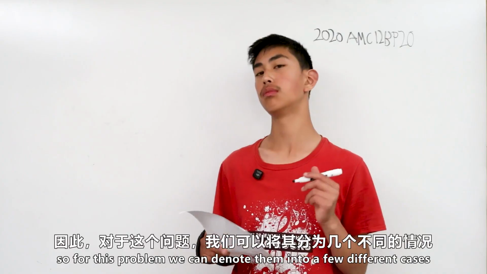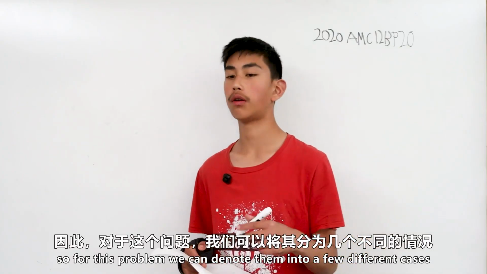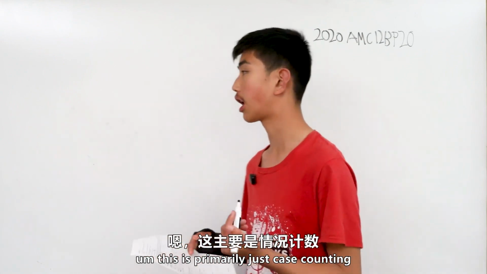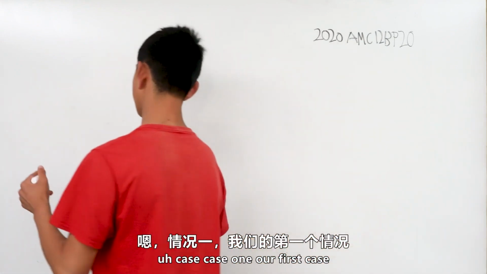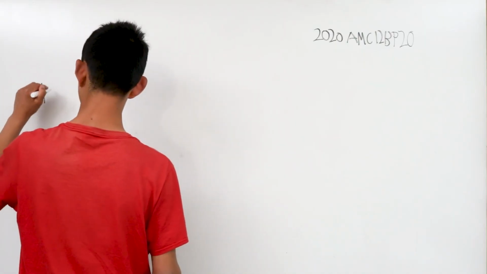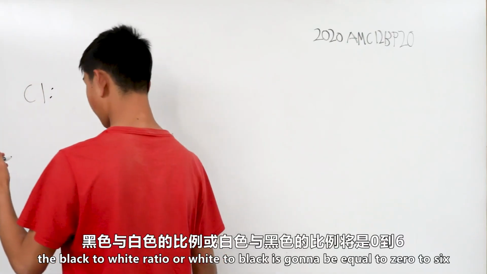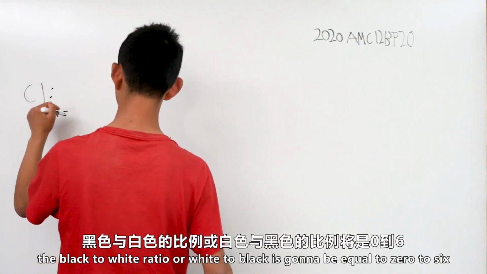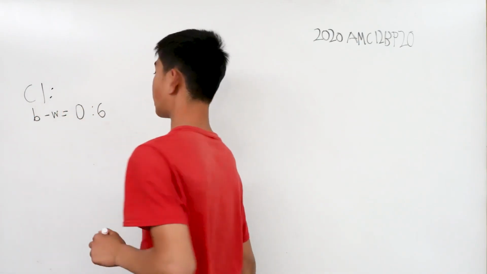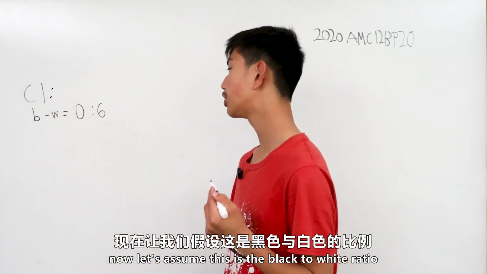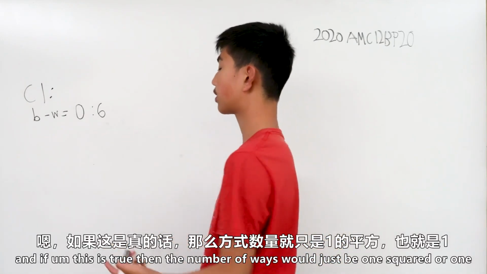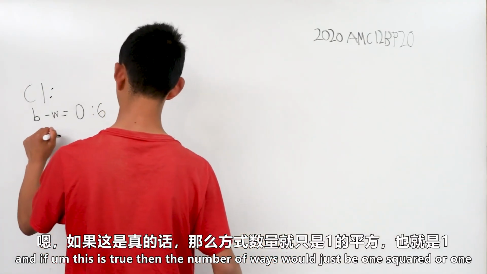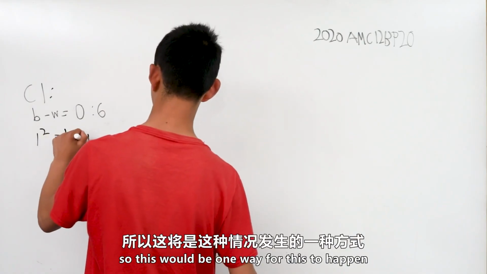So, for this problem, we can divide them into a few different cases. This is primarily just case counting. Case 1, our first case. The black to white ratio, or white to black, is going to be equal to 0 to 6. Now, let's assume this is the black to white ratio. If this was true, then the number of ways would just be 1 squared, or 1. So this would be one way for this to happen.